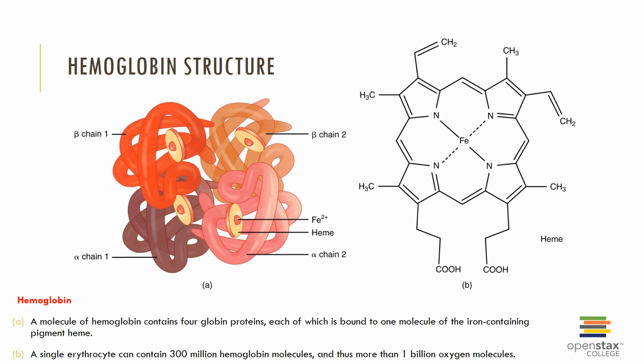Each hemoglobin demonstrates the quaternary level of protein structure and is composed of 2 alpha polypeptide chains and 2 beta polypeptide chains. In the middle of each polypeptide chain is an iron-containing heme group. The iron of each heme can bind 1 molecule of oxygen.